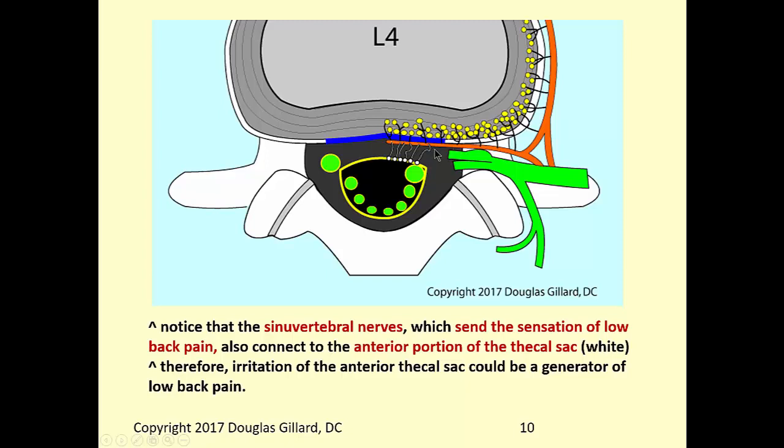Now the other thing you probably don't know, these sinuvertebral nerves are also connected to the anterior part of the thecal sac. So that's innervated. If you get a big disc bulge irritating the front of the thecal sac, maybe it's not touching either one of these nerve roots, the low back pain could come because of an irritation of the anterior portion of the thecal sac as well.